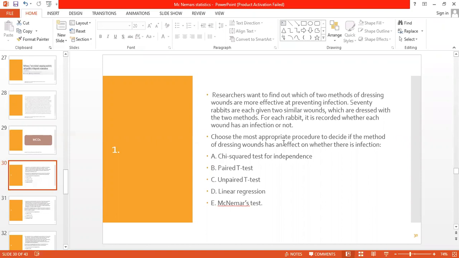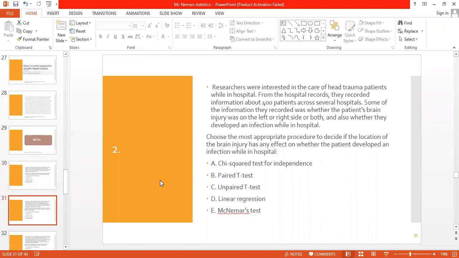Choose the most appropriate procedure to decide if the method of dressing wounds has an effect on whether there is infection. A. Chi-square test for independence, B. Paired t-test, C. Unpaired t-test, D. Linear regression, or E. McNemar test. E is the right answer, McNemar test, because the population is the same, the rabbits, and the wounds are dependent on each other.